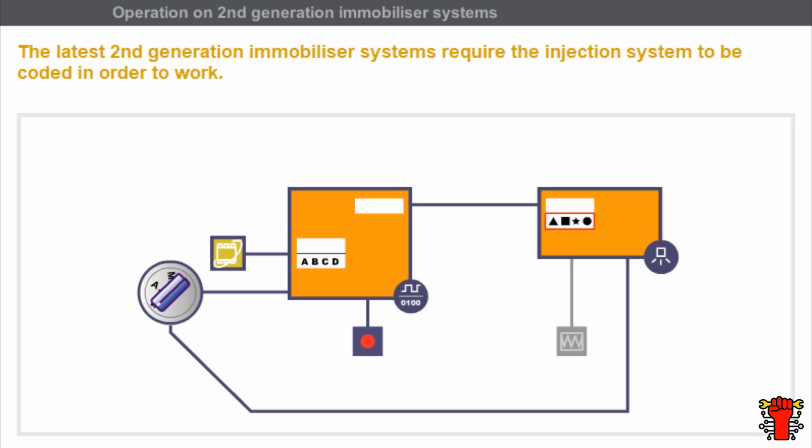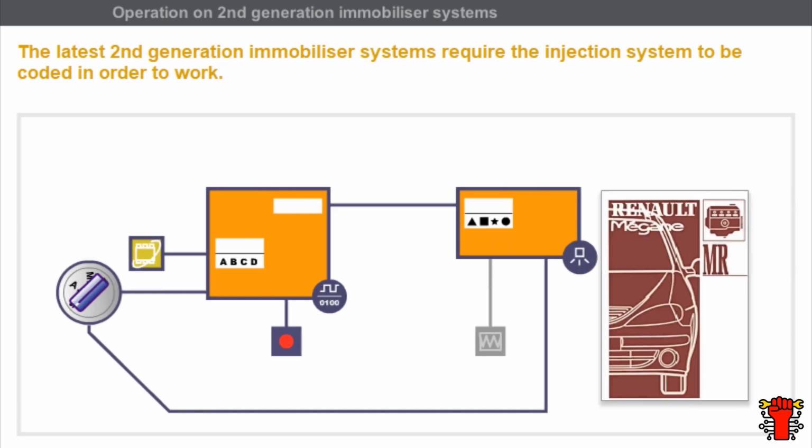However, the latest second-generation immobilizer systems require the injection system to be coded in order to work. It is therefore no longer possible to use an unprogrammed injection system to carry out tests, as once it has been coded, the code in the injection system cannot be erased. New injection systems must therefore be programmed according to the recommended procedure.